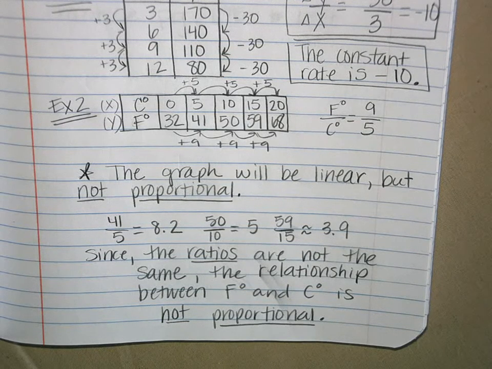So here, you guys, we have a linear graph. If I'm going to graph it, I'm going to get a straight line because I get 9/5 every time, right? But it's not proportional because if I take the y's and put them over the x's, like 41 over 5, I get 8.2. And if I put 50 over 10, I get 5. And if I put 59 over 15, I get around 3.9. See, I'm getting different numbers with my ratios, right? So that means it's still a straight line, but it's not proportional. And I'm going to go back to 7th grade and stretch your brain in just a minute. But since the ratios are not the same, the relationship between Fahrenheit and Celsius is not proportional.